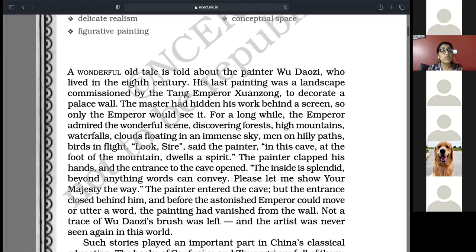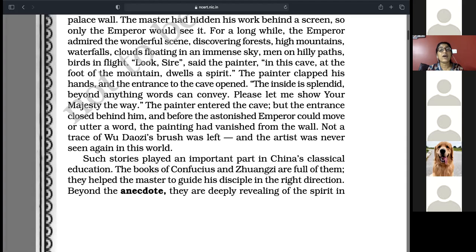Not a trace of Wu Daozi's brush was left, and the artist was never seen again in this world. This is a story, a fairy tale, you can say, an illusionist story, a fiction. Means the painter wanted that the idea that he had created should be understood by the emperor, which was not.